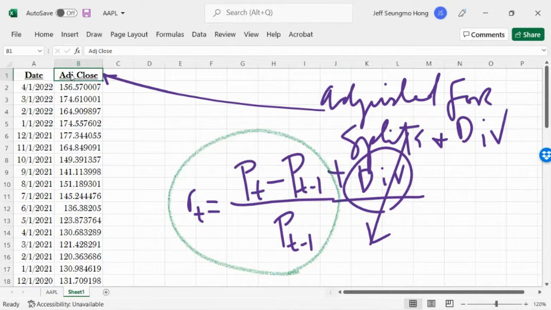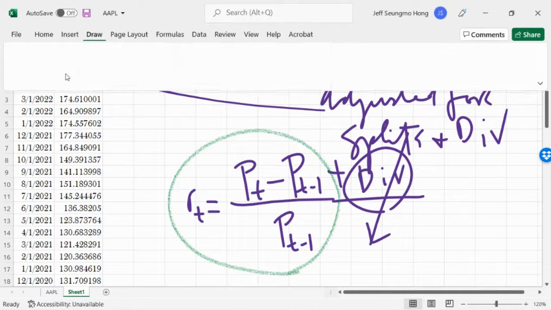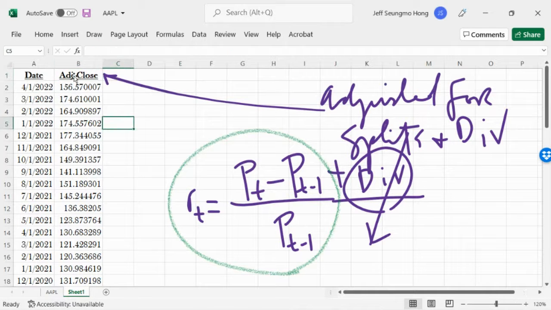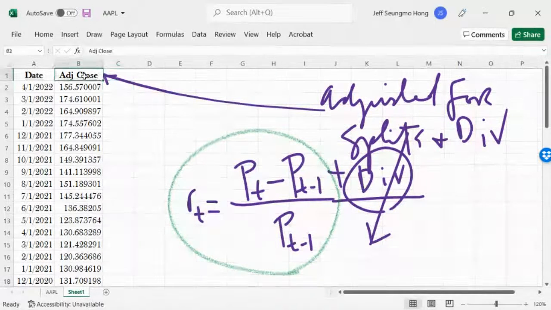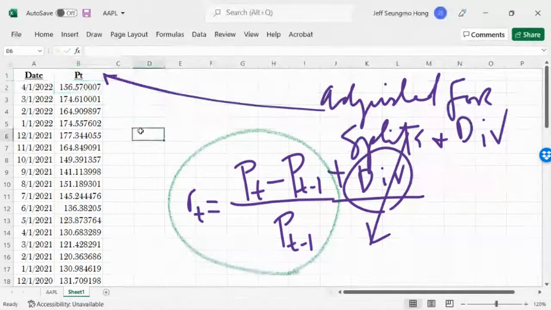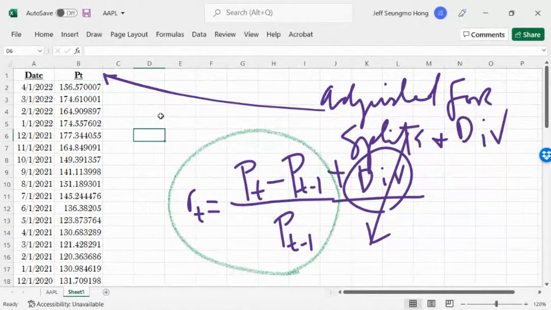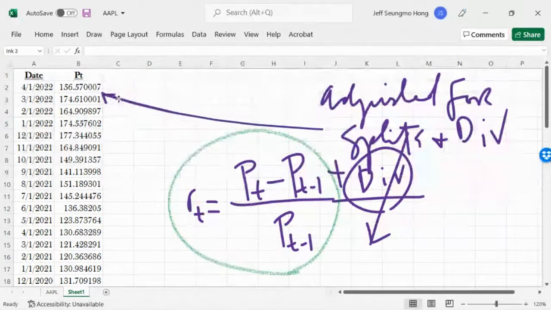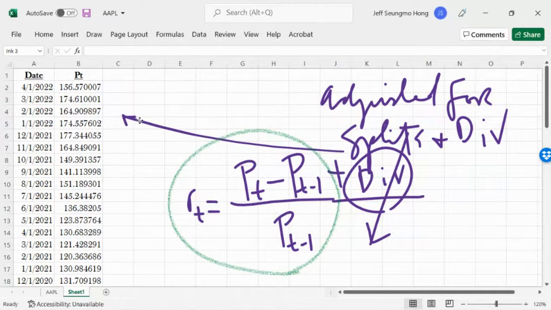So therefore, I'm going to change the name to P_t, meaning it's at time t, right? Now, that being said, we can calculate return, but then we're out of time. So we can't do this.